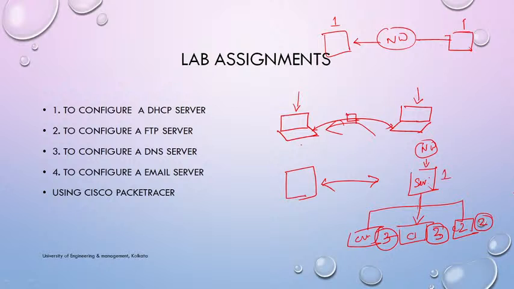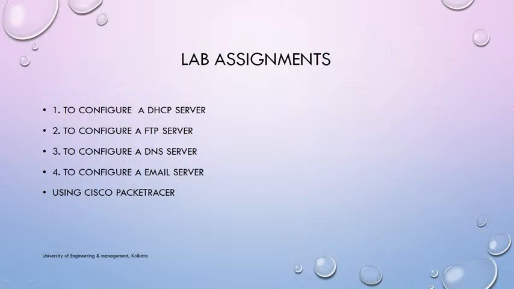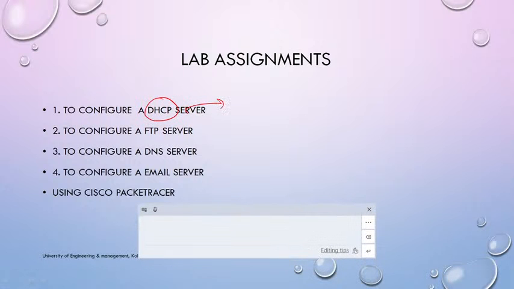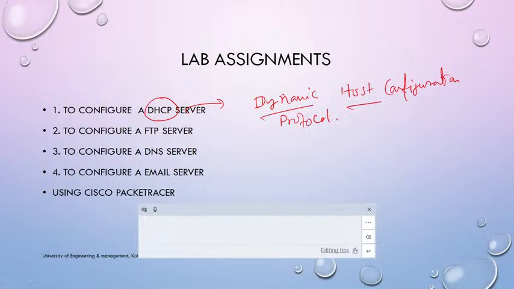Now today we will be learning 4 different server configurations if we get time. So we will be starting with the DHCP server configuration. I don't know whether this has been taught in your class or not. DHCP is the full form of Dynamic Host Configuration Protocol. Dynamic Host Configuration Protocol. Now what does it signify?